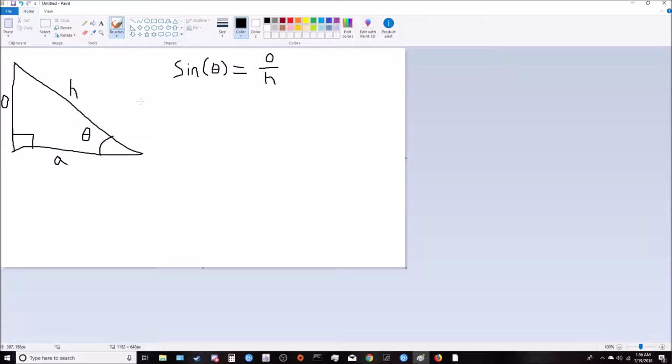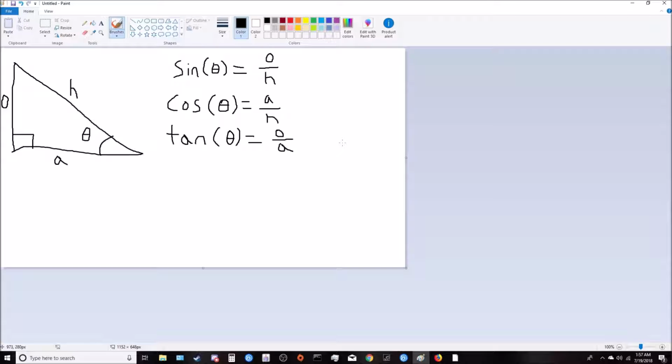The next trigonometric function is going to be cosine, which is abbreviated as cos, of theta is equal to the adjacent side divided by the hypotenuse. And the last trigonometric ratio is the tangent function, abbreviated as such. And the tangent of theta is going to give you the ratio of the opposite side over the adjacent side.